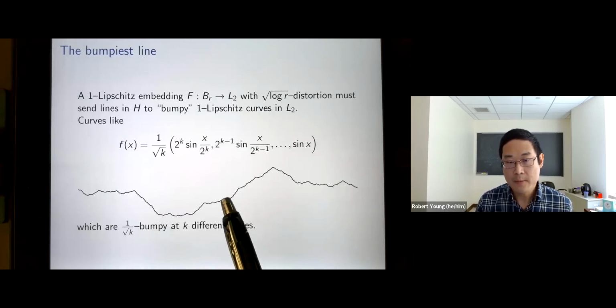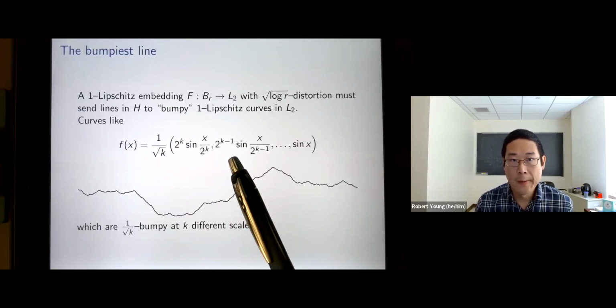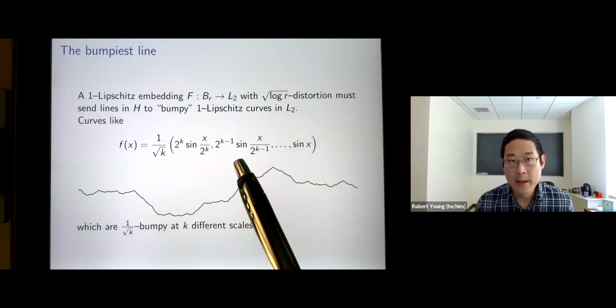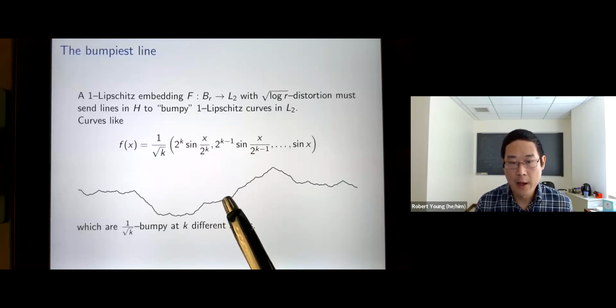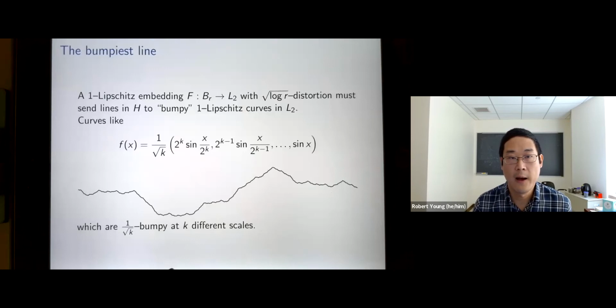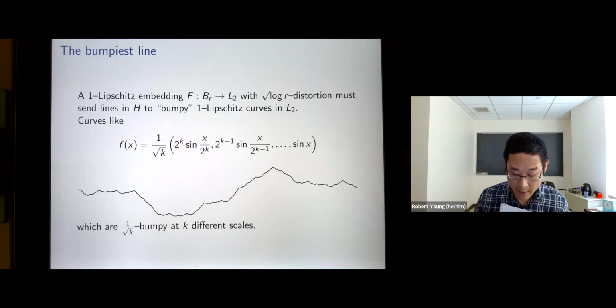Because if I take any point and I take a ball around that point of radius 2 to the i, then the ith coordinate of this map is going to be far from an affine function. And so the restriction of this curve to the ball of radius 2 to the i is going to be about 1 over root k away from a line. So we can use this construction to construct curves that are about 1 over root k away from a line at about k different scales, about all the scales between 1 and 2 to the k.